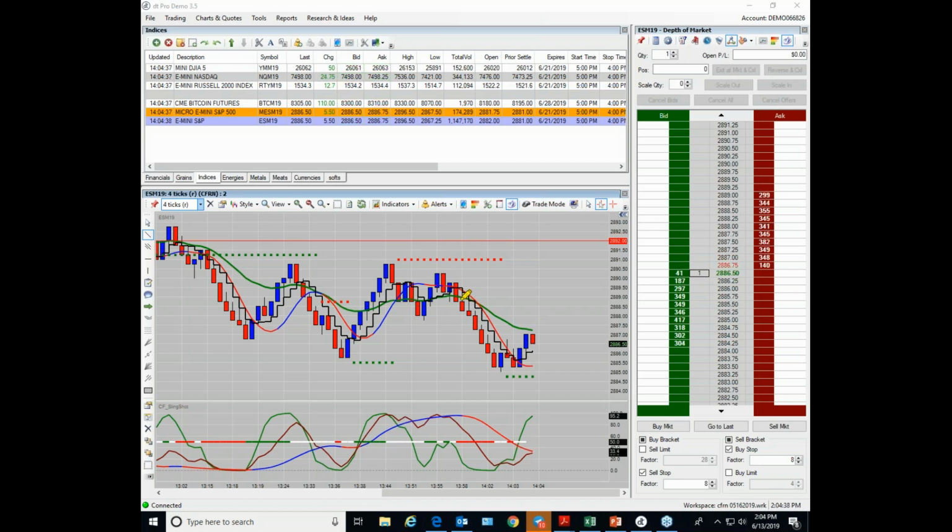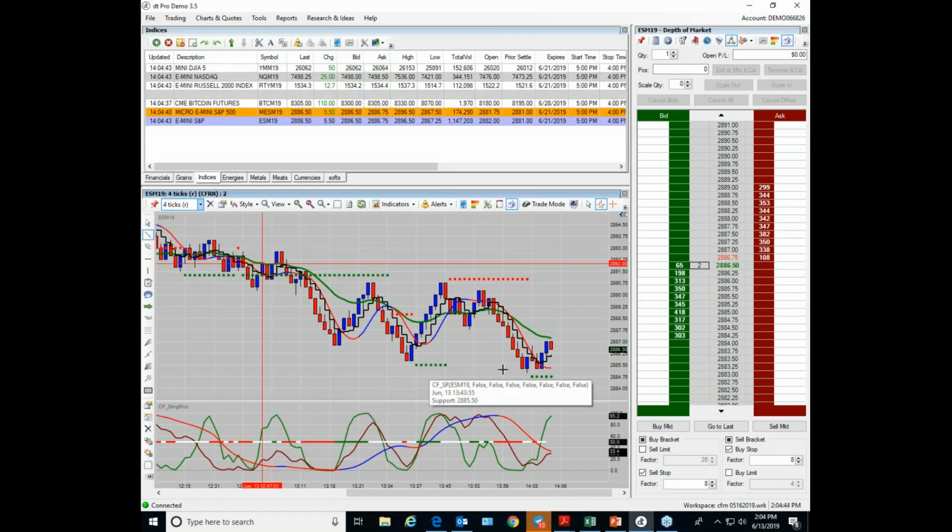Questions pop up: is the ES trending? No, we're side by side here. Dynamic support is side by side. I think if we hit below 28.84.75, then I might get excited about it. But again, it has to be easy and obvious.